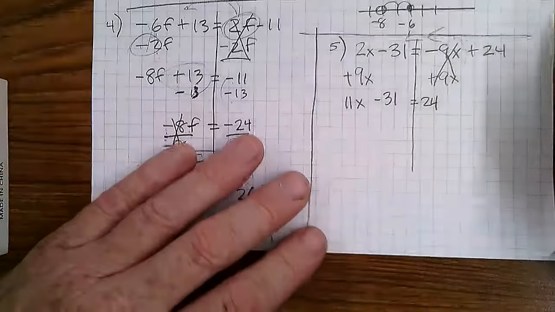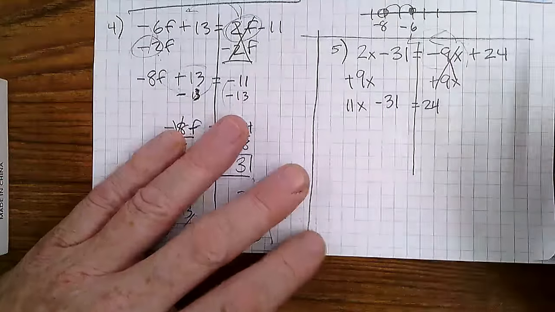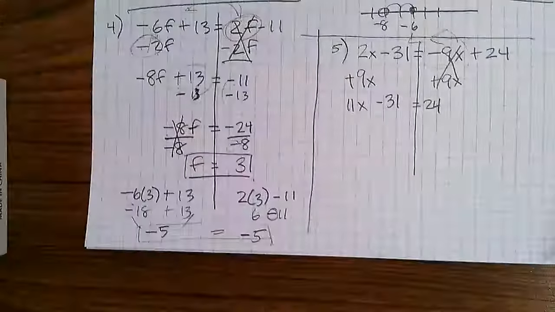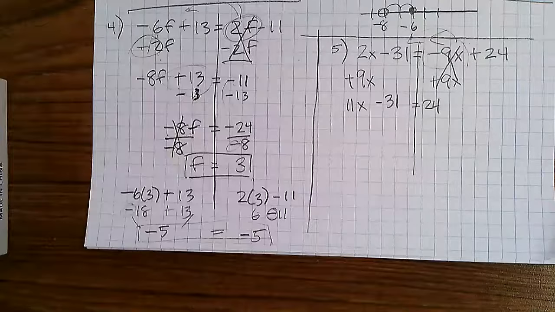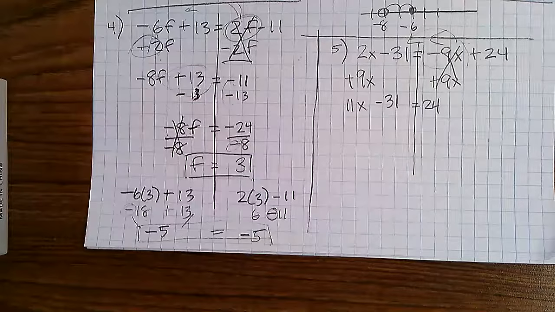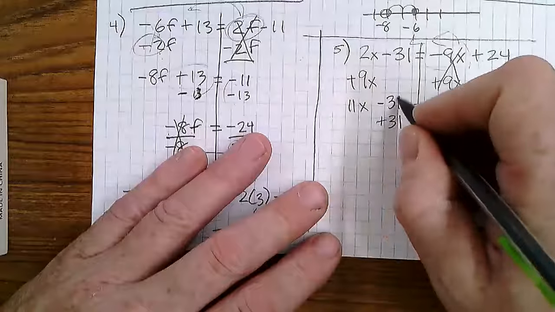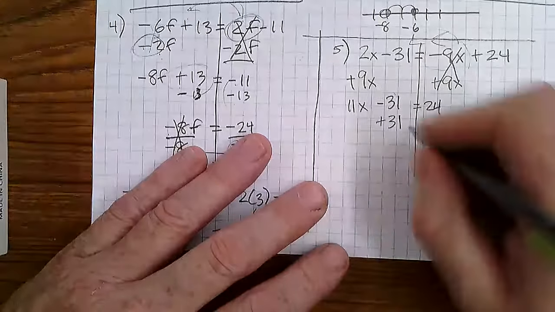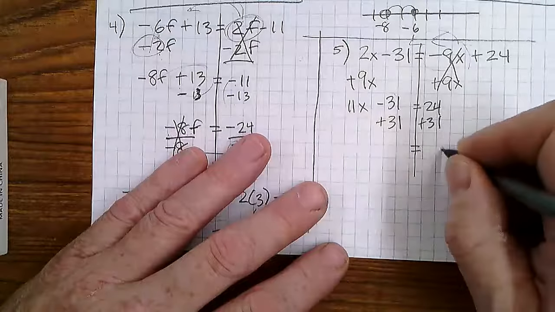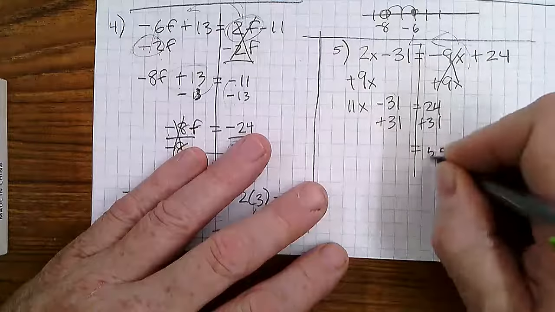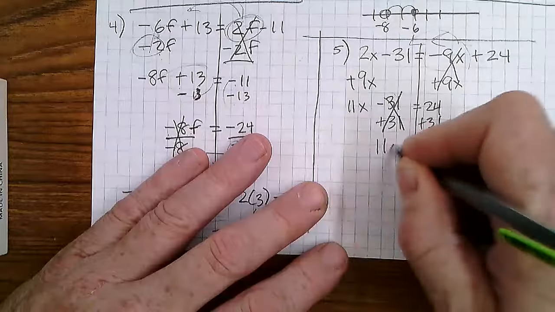Next, now I've got my variables on one side. I want my numbers on the other side. They have to be on separate sides of the fence. I don't want them commingling and hanging out together. I definitely want my variables by themselves where the numbers can't bother them. So we're going to add 31 because it's the opposite of subtracting 31. So I add 31 to both sides, and then 4 plus 1 is 5, 2 plus 3 is 5, so you get 55. Those cancel, and then you bring your 11x down.